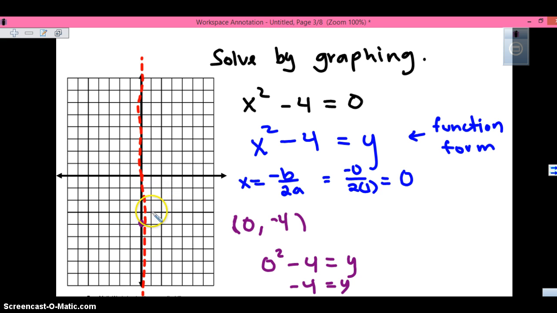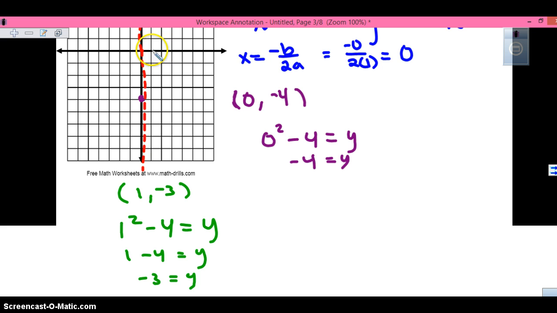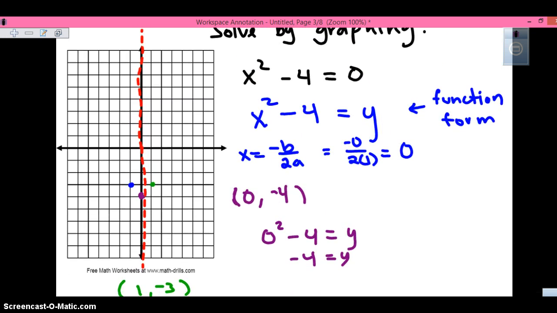How do we find another point? Okay, so we can substitute and say if x equals 1, what would y equal? That means 1 squared minus 4 equals y. So 1 minus 4 equals y. Negative 3 would equal y. So 1 and negative 3, this would be another ordered pair. Can we mirror this point to the other side? Yes, right here. Now, we've got the beginning of our parabola.